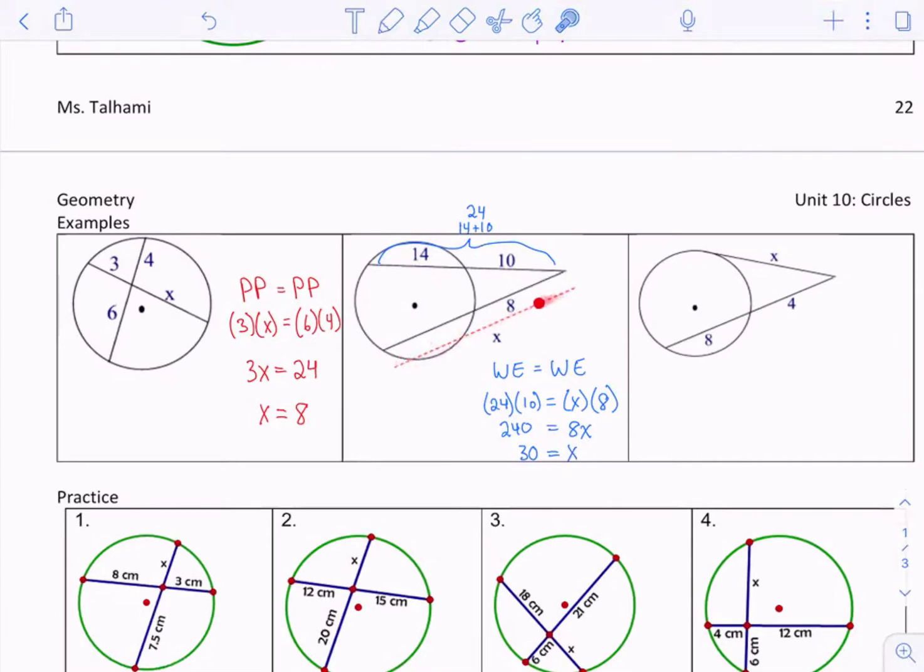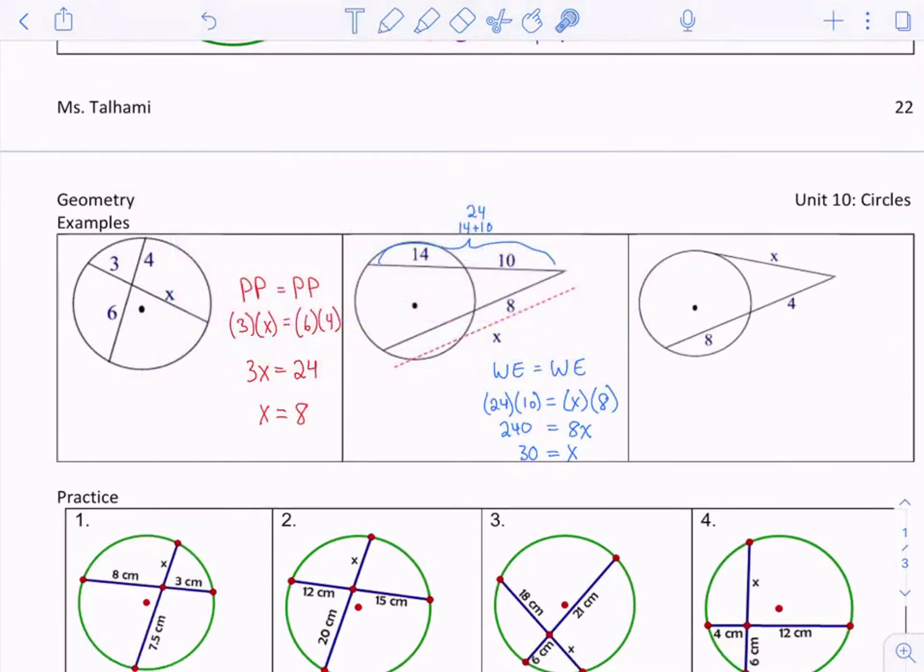Now just as a side note, if the whole length here is 30 and this piece is 8, what is the length here? Well, you have to ask yourself, what's 30 take away 8? And you get 22. So this remaining piece here is 22. It's good to think about because you never know what they'll ask you in the problem.